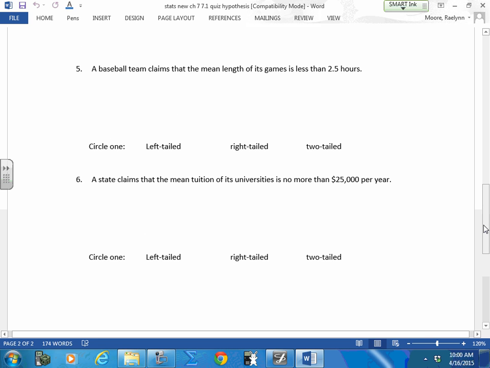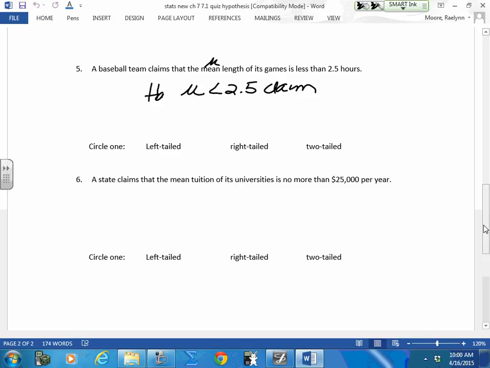Okay, Dan, you do this one. Number 5. A baseball team claims that the mean length of this game is less than 2.5 hours. So how do we write your claim? Mu is less than 2.5. And that's for HA. And how did you know this was HA? Because it doesn't have an equal sign.